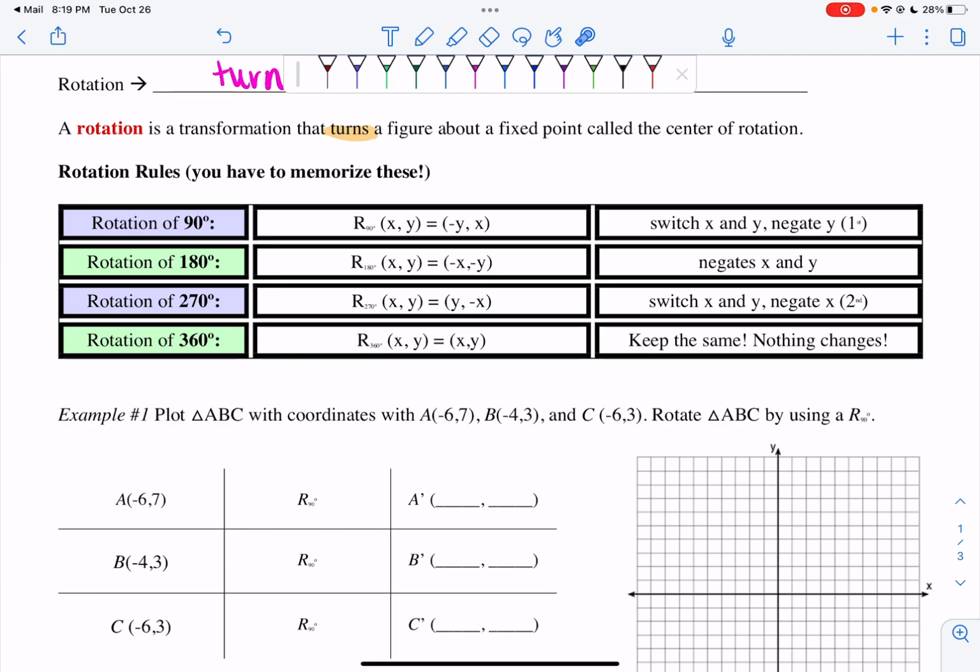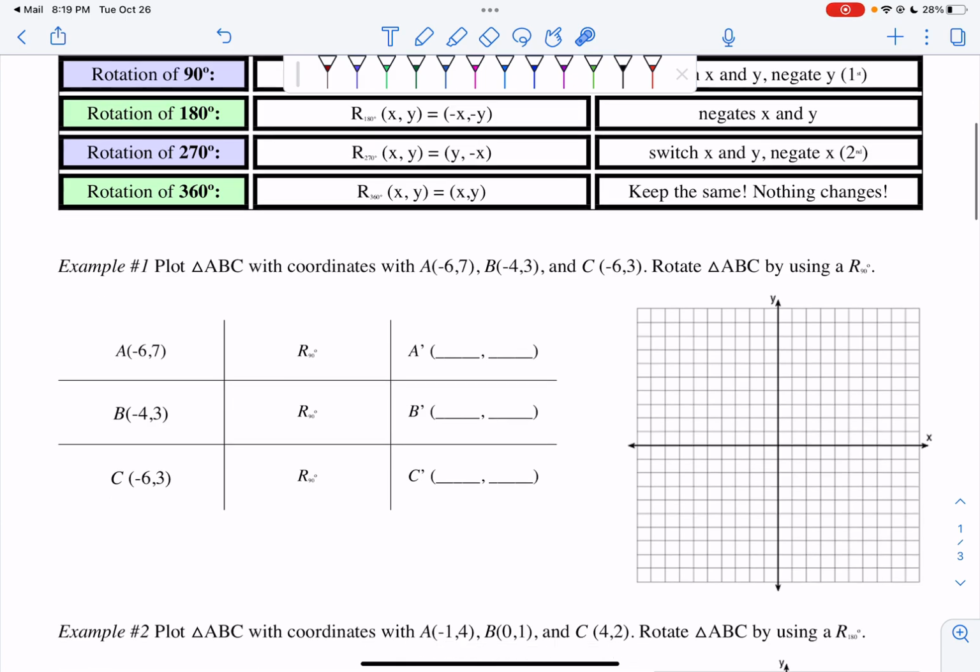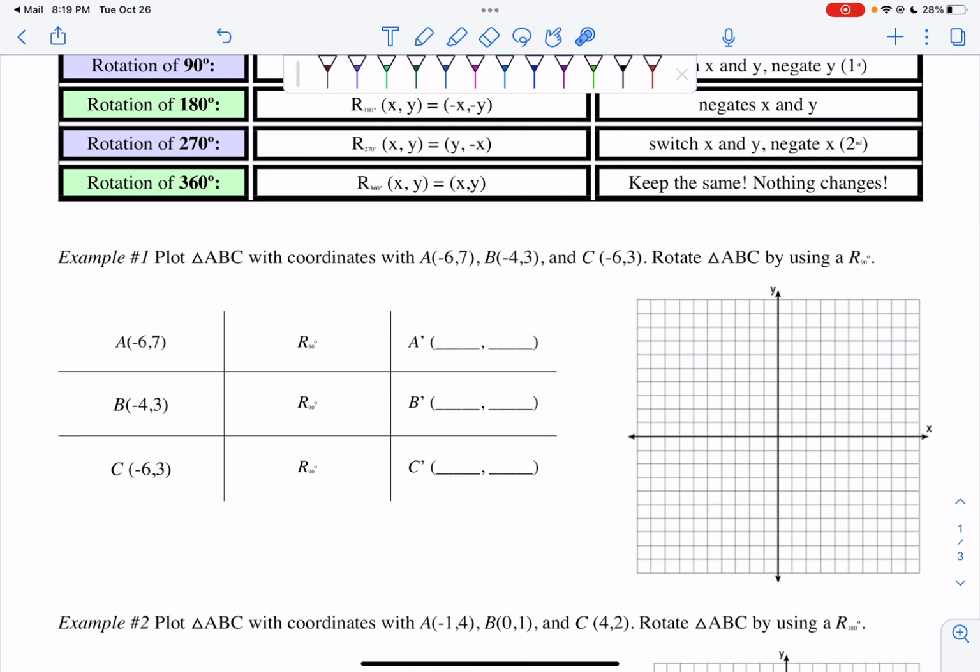Now, when I say negate, I don't mean just make it negative. I mean make it opposite. So if you're starting with the -3, you need to end with 3, and vice versa. If I do a rotation of 270, I switch my x and my y values, but I negate my second value. And if I do a rotation of 360, I just keep my x and y values the exact same. Nothing changes.